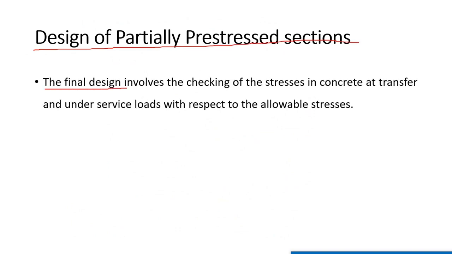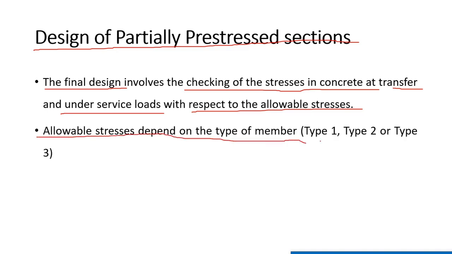The final design of any prestressed concrete structure involves the checking of stresses in concrete at transfer as well as under service loads, with respect to the allowable stresses. So whether it is type 1, type 2 or type 3 structures, we have to check the stresses in concrete at transfer and under service load at the top and bottom with respect to the allowable. Allowable stress depends upon the type of member, whether it is type 1, type 2 or type 3 member. For type 1 members, no tensile stresses are allowed. For type 2 members, some small amount of tensile stresses are allowed.